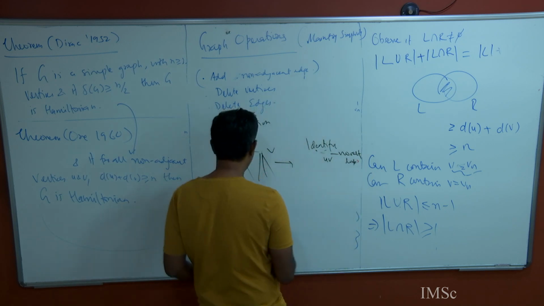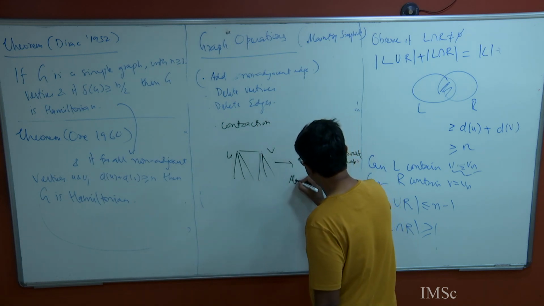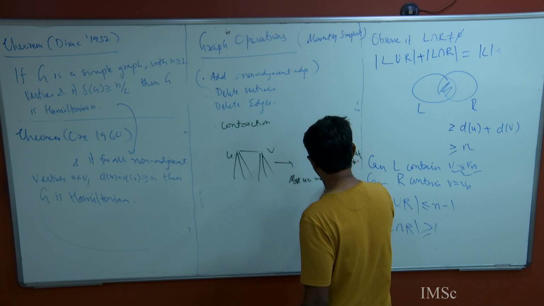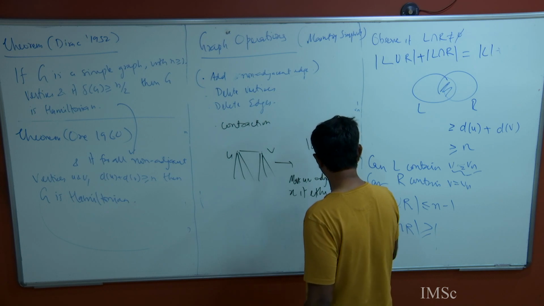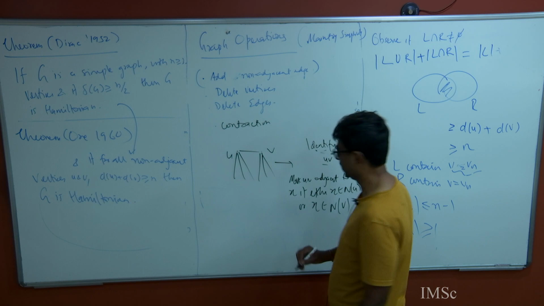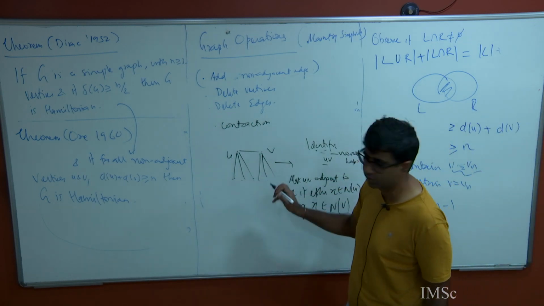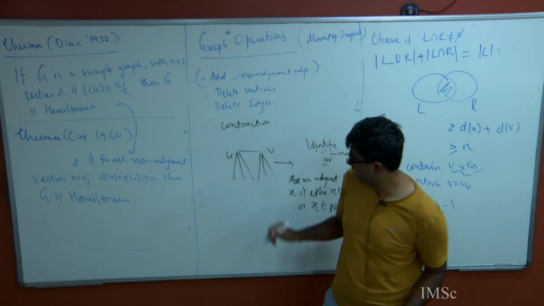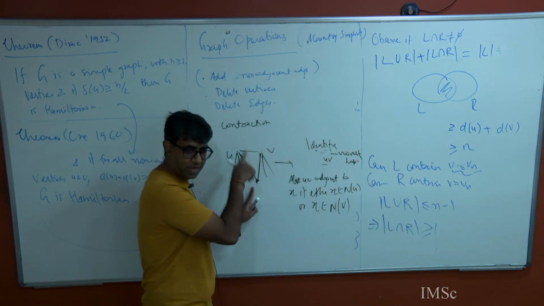And how do I give edges to the merged vertex UV? Make UV adjacent to X if either X belongs to N(U) or X belongs to N(V). That's it. I make UV adjacent to all the neighbors of U and V, but maybe it could be that I have a common neighbor, so don't add parallel edges.